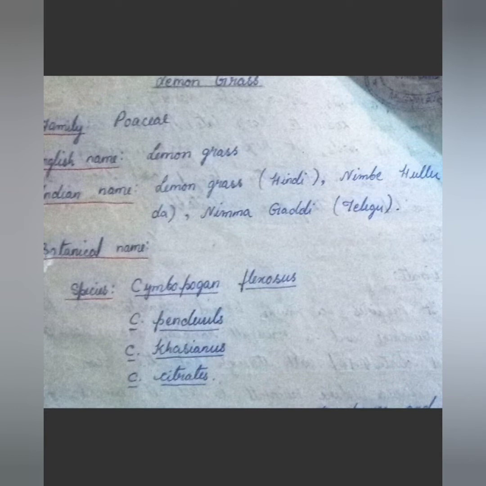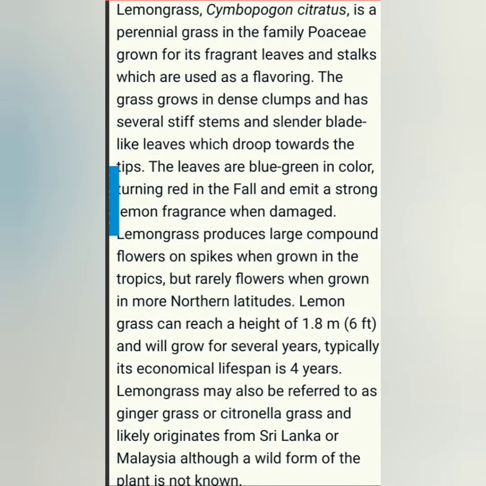So these are the four important species, and in India the vernacular names of this lemongrass are lemongrass only they used to call it, or Nimbehulu and Nimagadi. So these are some of the vernacular names or the Indian names of this particular crop plant. So here, as an example, you can see lemongrass Cymbopogon citratus is another species, okay.